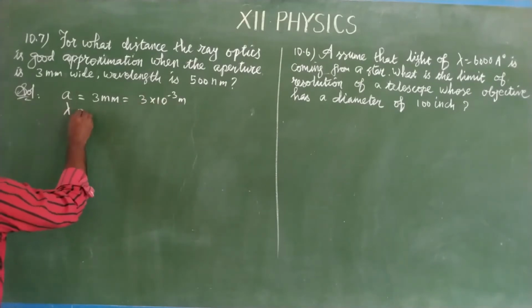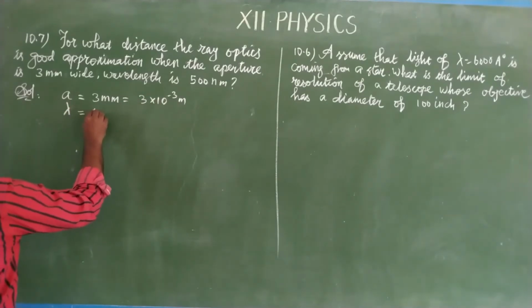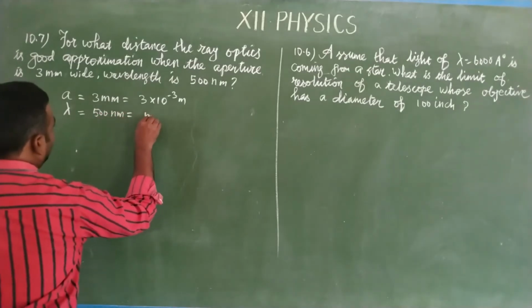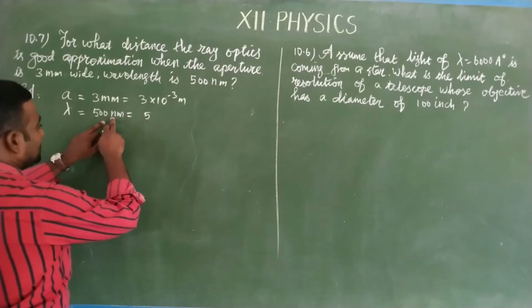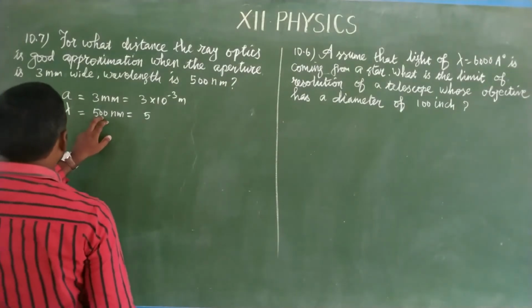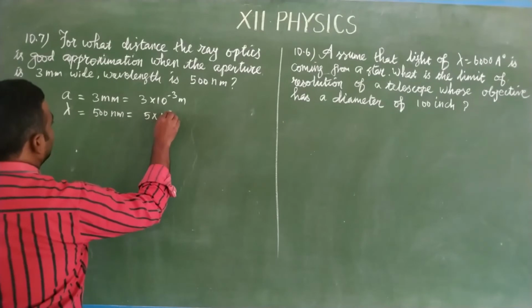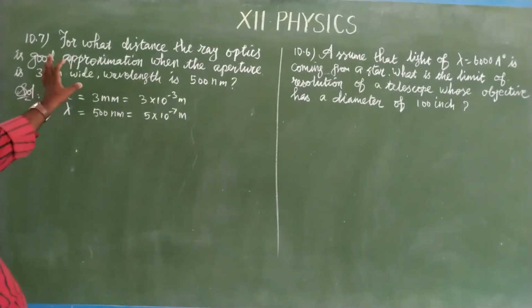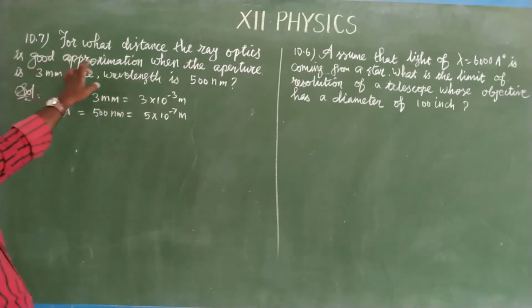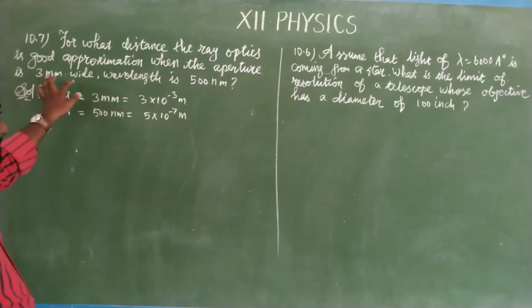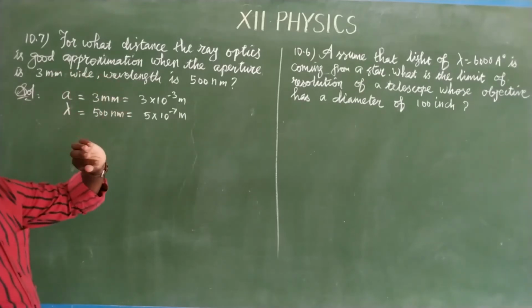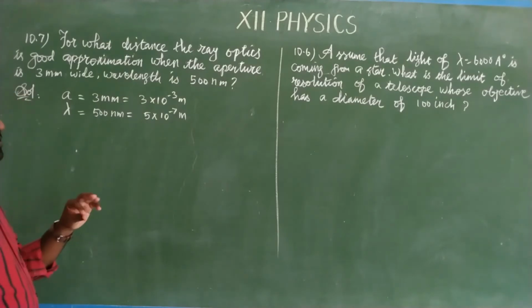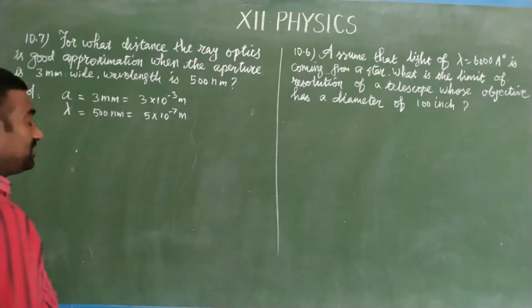The incident parallel beam wavelength from the monochromatic source is 500 nanometer. Nano means 10 to the power minus 9, so that is 5 into 10 to the power minus 7 meter. What they are asking is, for what distance is ray optics a good approximation when the aperture has small width and the wavelength is 500 nanometer. The incident wavelength comes under the visible region, nearly yellow.